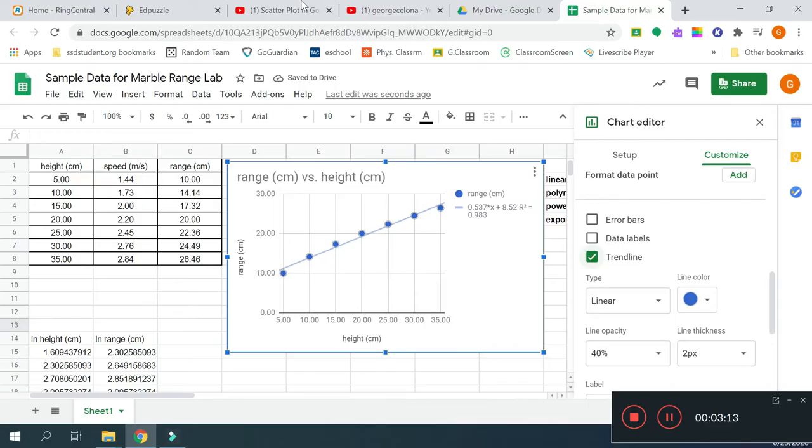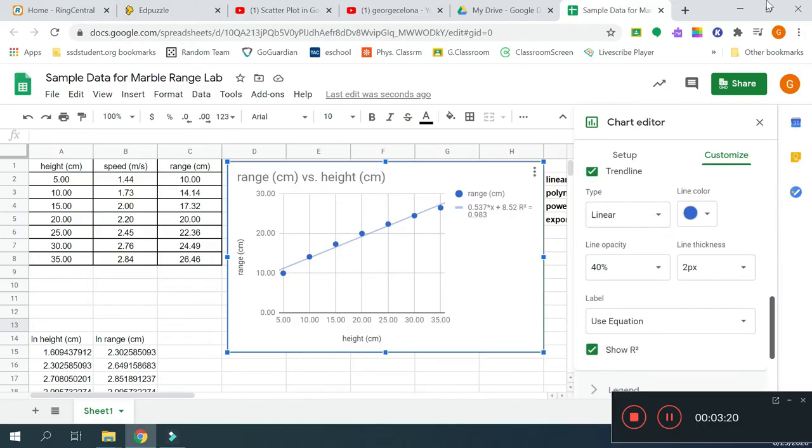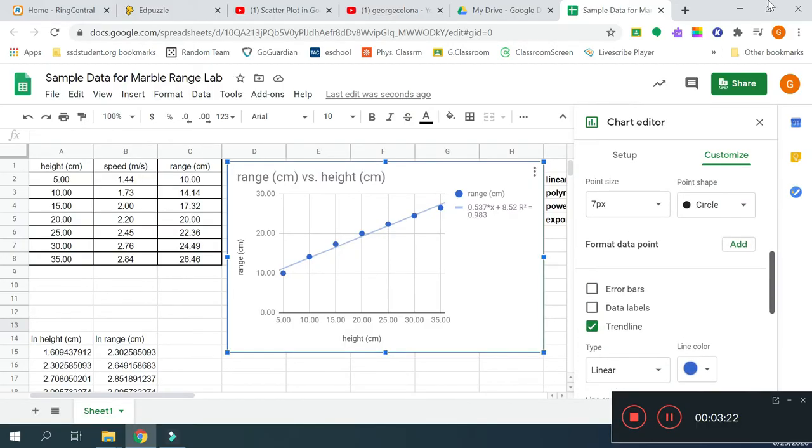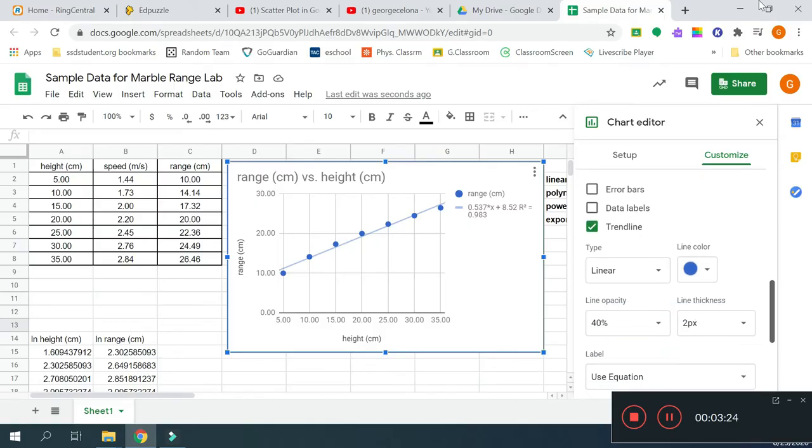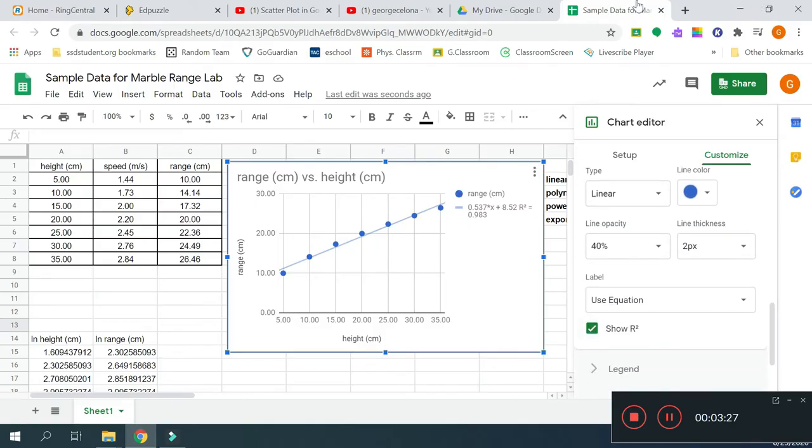Now you'll notice by default it automatically does a straight line, and you have this linear option. Before you decide on any sort of trend line, you want to make sure that you choose this label option that says use equation. It might have none. You want to use equation. Always show what the function is that the data is showing. So you want to click that. And then you also want to check this box for show r squared. The r squared is the correlation.